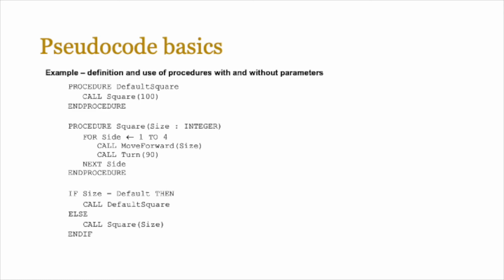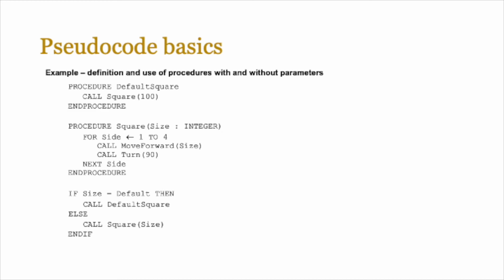You can't start a loop and not end it, so for, end for, repeat until, while, end while, all of those kind of things need to be in place. If, end if, and just like that, procedure, end procedure. And if you look at the examples of pseudocode on screen, you can see how the procedures actually work.